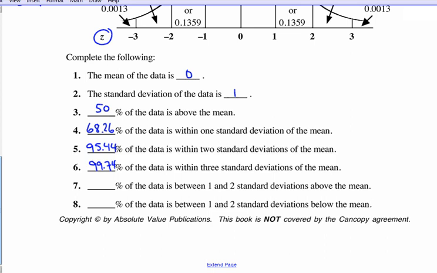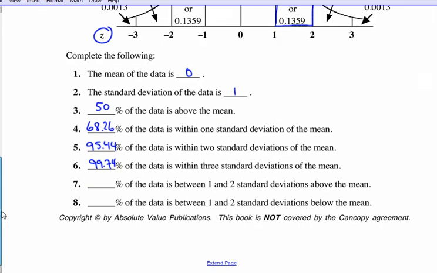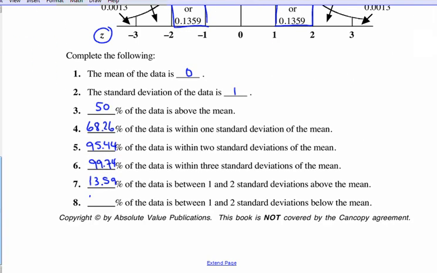Okay, what percent of the data is between 1 and 2 standard deviations above the mean? Just between 1 and 2 would be 13.59%. And last, what percent of the data is between 1 and 2 standard deviations below the mean? That would be the same, 13.59%.